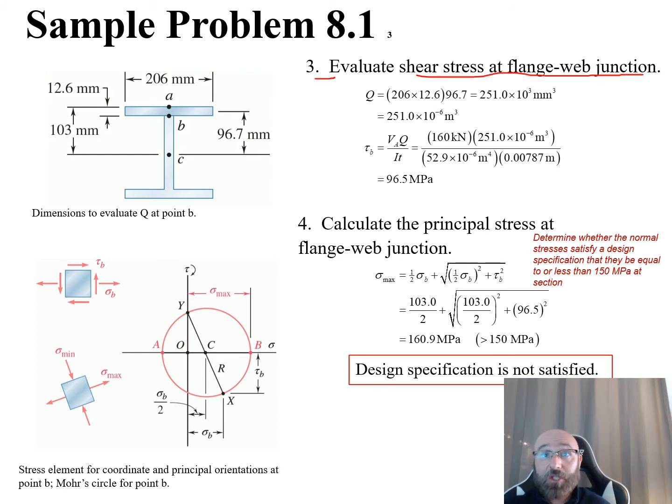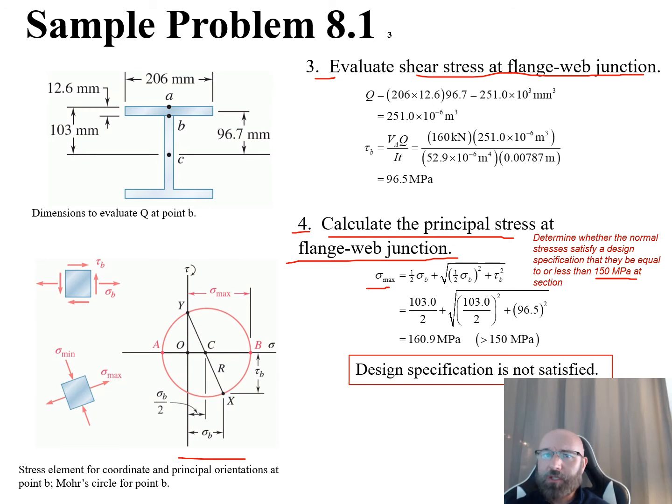So now that we've completed part 3, and we have a shear stress at that web flange junction, we can go to part 4 of our procedure for analysis. This relates back to our problem statement, when they asked us to determine whether the normal stresses satisfy a design specification that they be equal to or less than 150 megapascals at that section of interest. So we need to ask ourselves, does this design meet these specifications? Does it satisfy this? In order to do this, we're going to calculate the principal stresses at our flange web junction. We can do this with Mohr's circle and some of our governing equations.